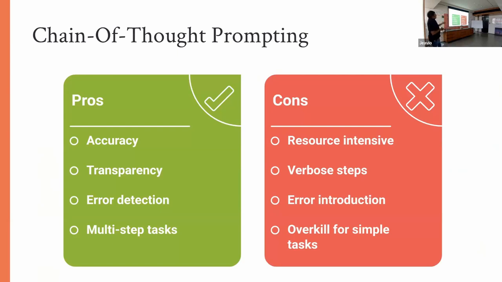Along with the pros, it brings cons with it. It is resource intensive, because we need to provide more tokens, and the LLM will also use extra tokens to go through the reasoning steps. Then verbose steps: we need to write detailed instructions on how to follow all the steps. Error introduction is also there. If there are 4 or 5 reasoning steps and the LLM introduces an error in the first or second step, it will pass through all the steps, and at the end you will probably get a wrong answer. And then it is overkill for a simple task.